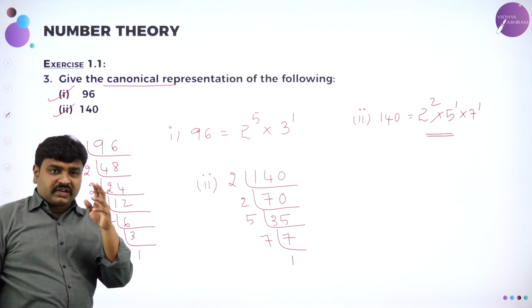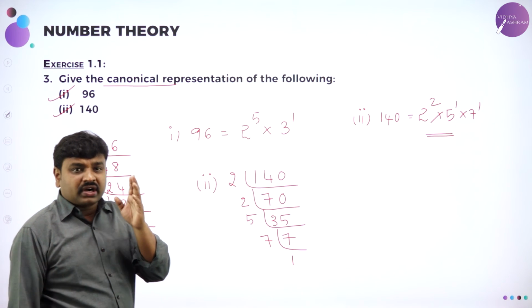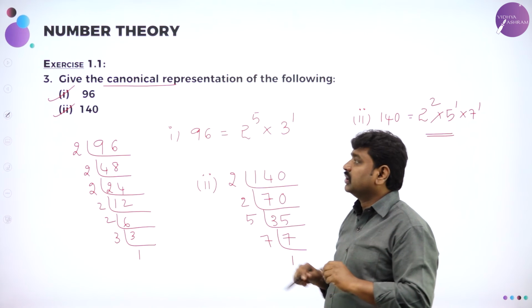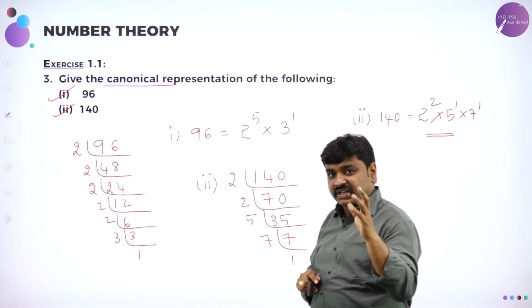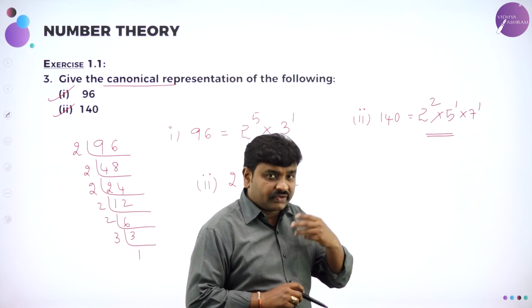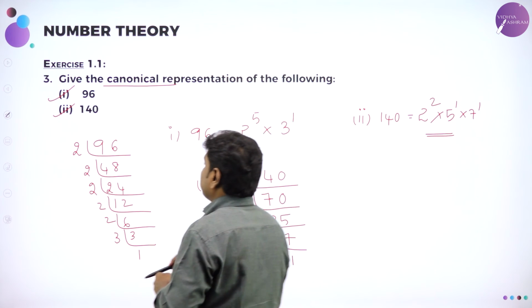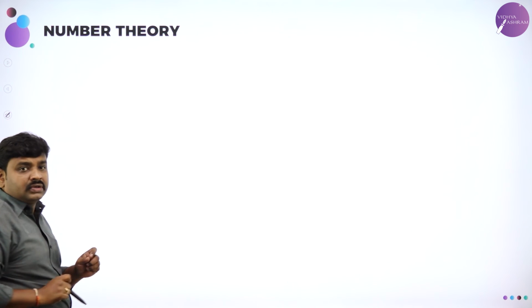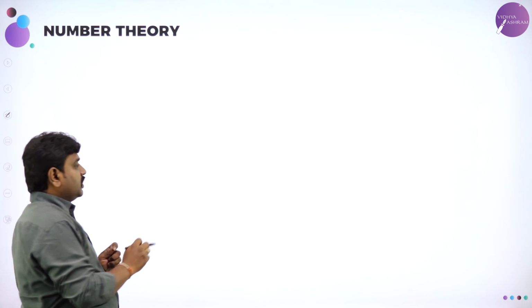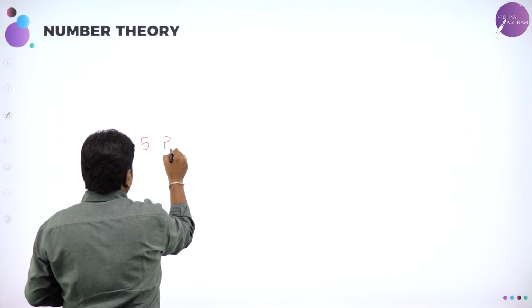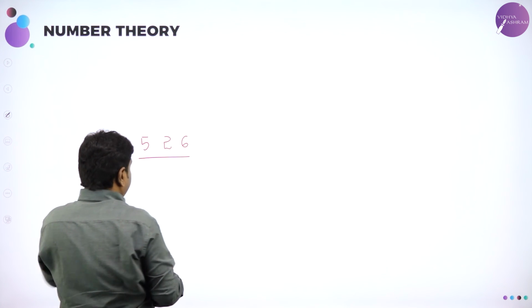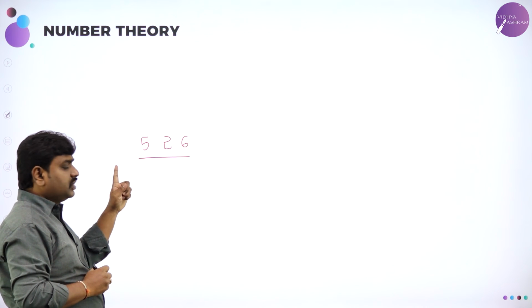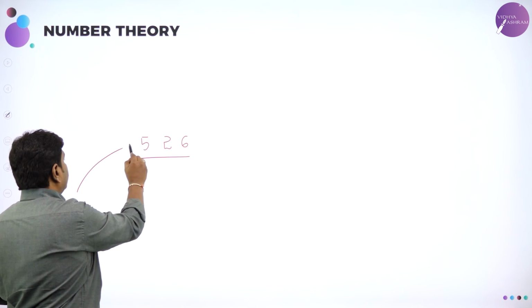You know, canonical form means what? Writing the given number as product of prime factors. Writing the given number as what? Product of prime factors. We have done it. So now all of you know how to represent a given number in canonical form. Now we'll go ahead with the next questions. The next question, I am asking you to do 5 to 6. Write in canonical form, find the number of divisors, find the sum of divisors. This is a question for today.